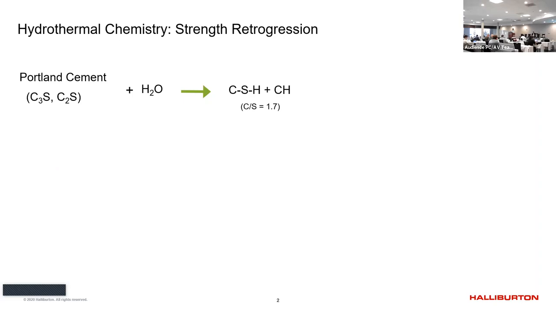This is a pretty simplified chemical equation. With Portland cement, as soon as you add water to it, over 200 chemical reactions initiate. So what I'm looking at here is just a very simplified version of how temperature affects Portland cement. You have your C3S or your C2S, add your water, you add some heat. It's generally accepted that 230 degrees is where the strength retrogression begins to occur, but I'm sure we all know that's more of a spectrum and just an accepted temperature.